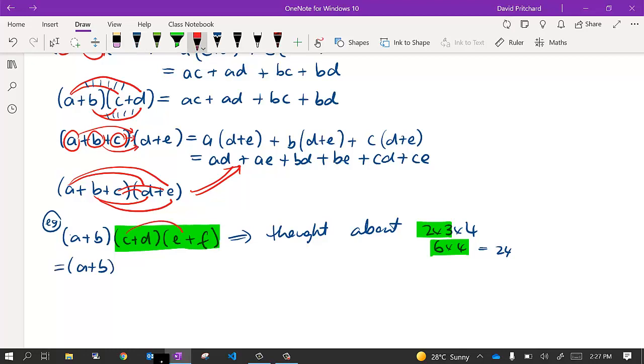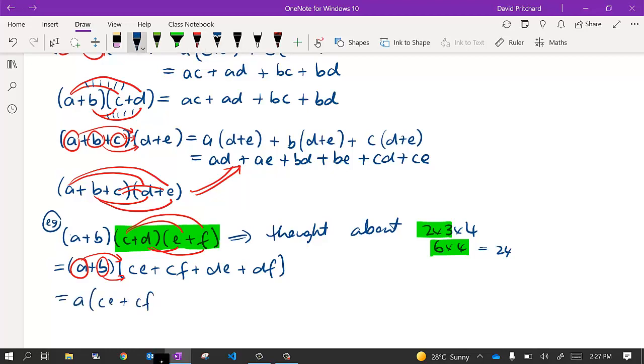So we go C times E, and then C times F, D times E, and D times F. So this is CE plus CF, and DE and DF. Now, once we've done that, it's a matter of expanding these next two brackets. And maybe it's that distributive law is easier. So we go A multiplied by that whole bracket and B multiplied by that whole bracket.